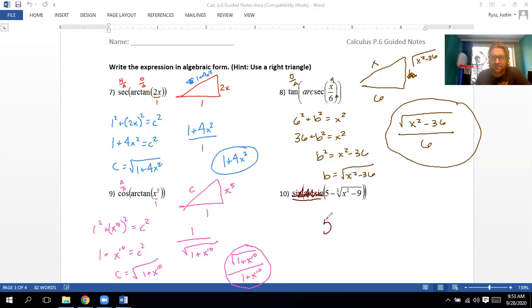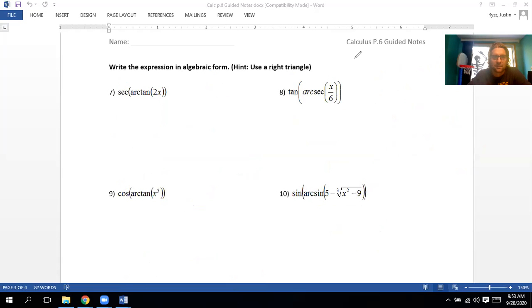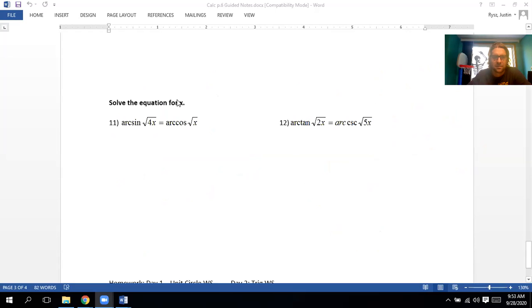You should know here that this just simplifies to 5 minus the cube root of x squared minus 9. These two functions would cancel each other out. We would set up a triangle with our opposite over our hypotenuse and then try to find the opposite on the hypotenuse, which is just that. All righty, one more section to go. Longer review here, but let's get to it.